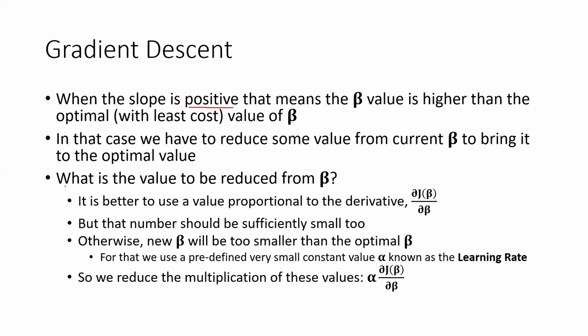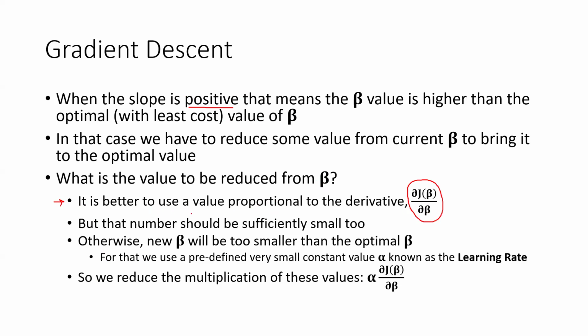But what is the value that you should reduce from beta? That means how much you should reduce. Now the slope is positive, and you have to reduce some amount from beta to make it closer to the optimum value of beta. But how much should you reduce, right? There are several factors you have to consider. First thing is it is better to use a value proportional to the derivative. So don't confuse with this term. This is the slope of the curve, right? Or the derivative of the curve.